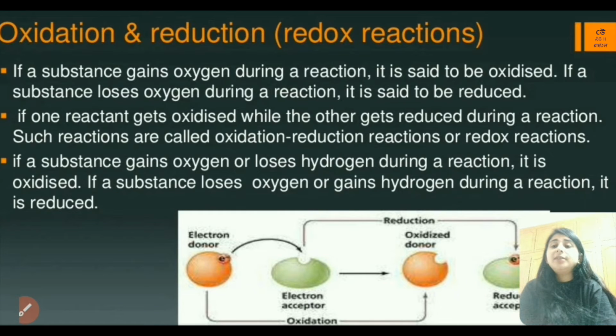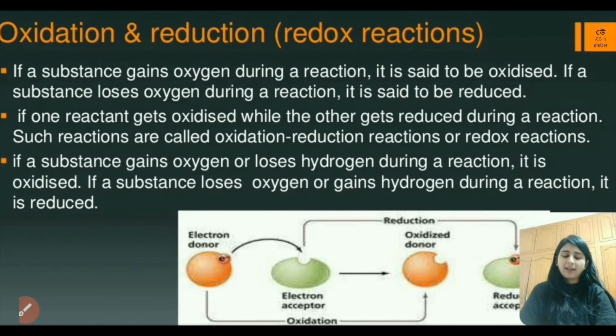After this, students, we are now going to talk about oxidation and reduction, or as a whole we can say that now we are going to talk about redox reactions. So students, before learning redox reactions, it's important for us to know what oxidation and reduction reactions are. Only then will we be able to learn about redox reactions.